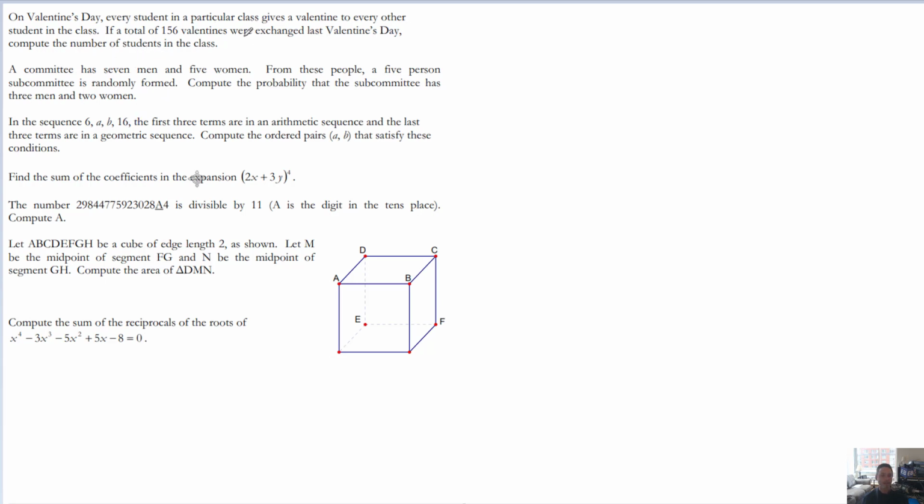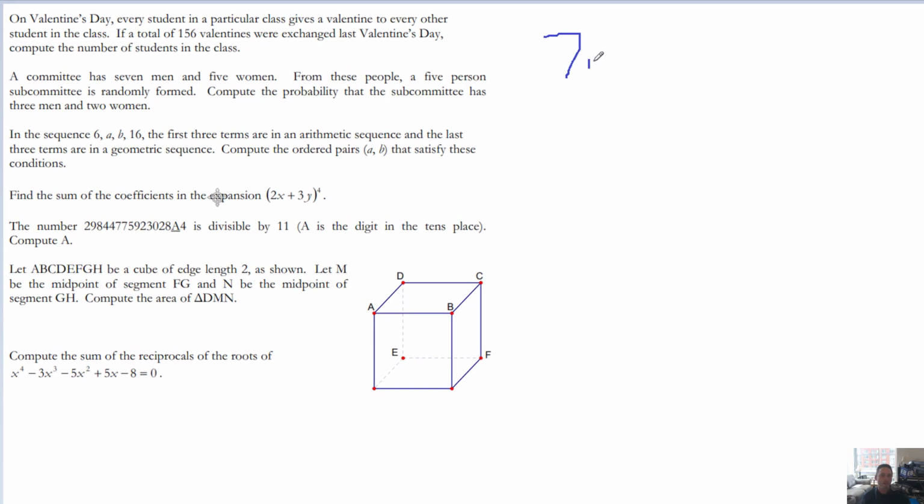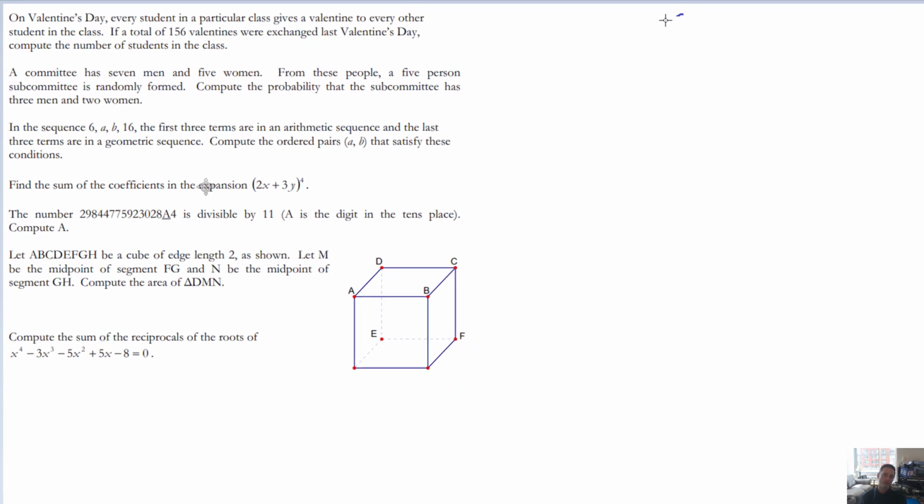A committee, it's pretty easy. A committee has 7 men and 5 women. Pardon my handwriting. From these people, a 5-person subcommittee is formed. Whenever they ask for something like this, I like to think of it in terms of slots. Compute the probability that the subcommittee has 3 men and 2 women. Okay, we're not going to do that one either. That one will be inside the program.